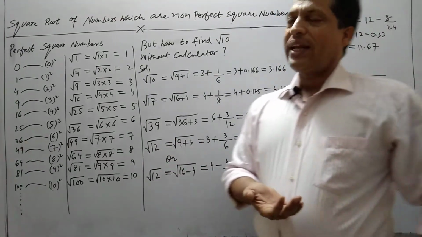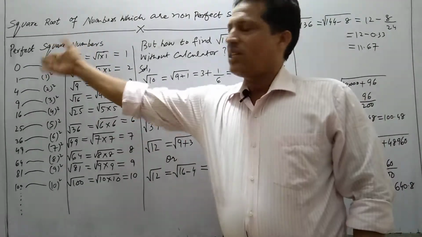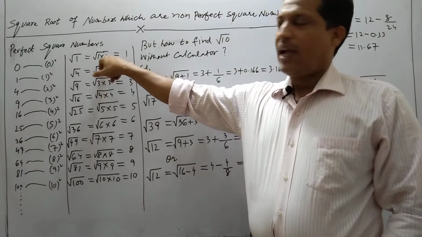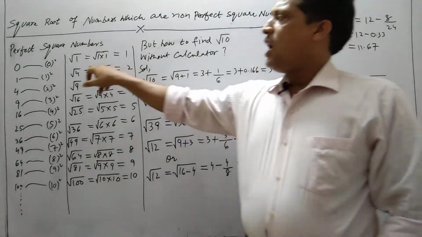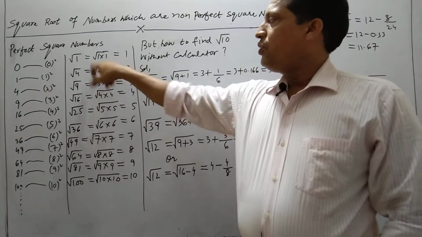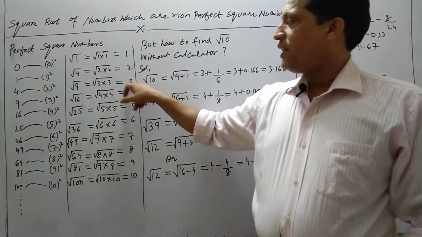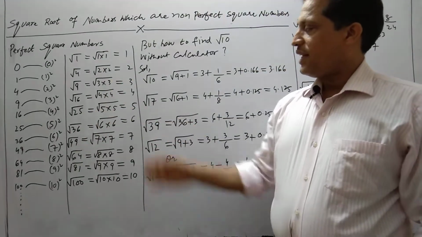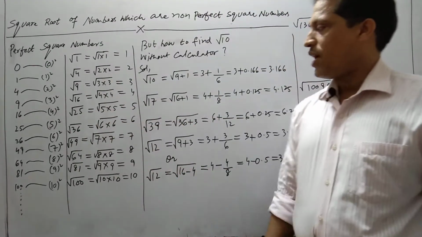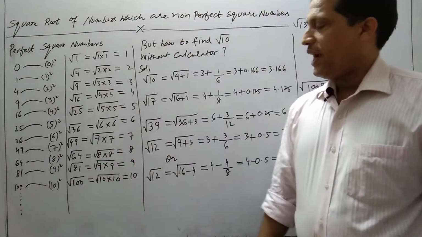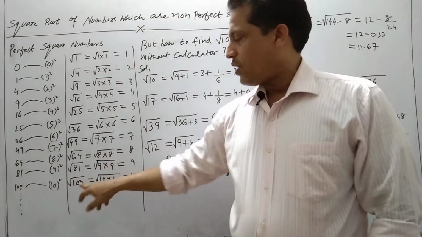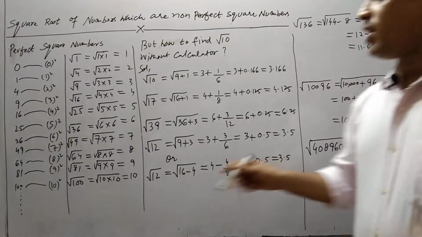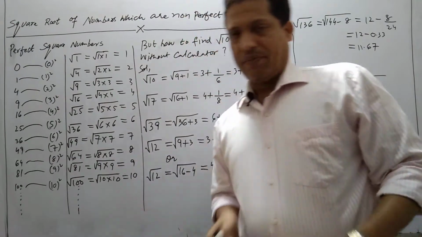And you know students, you can easily find the square root of 0, which is 0, and the square root of 1. 1 can be written as square root of 1 into 1, and the square root of 1 is 1. The square root of 4 is 2, the square root of 9 is 3, the square root of 16 is 4, the square root of 25 is 5, 36 is 6, 49 is 7, 64 is 8, 81 is 9, and 100 is 10, and so on. You can find the square root of any perfect square number.